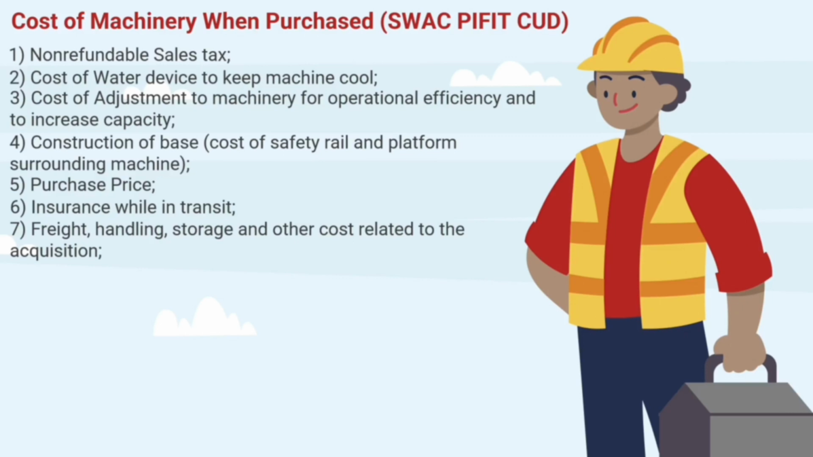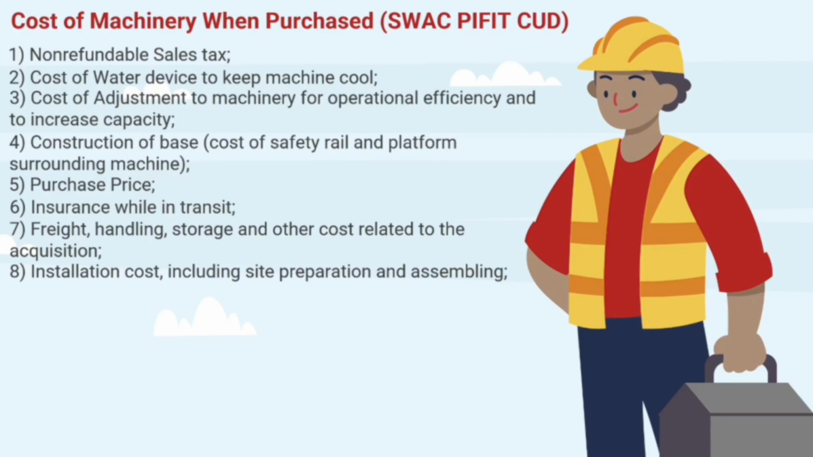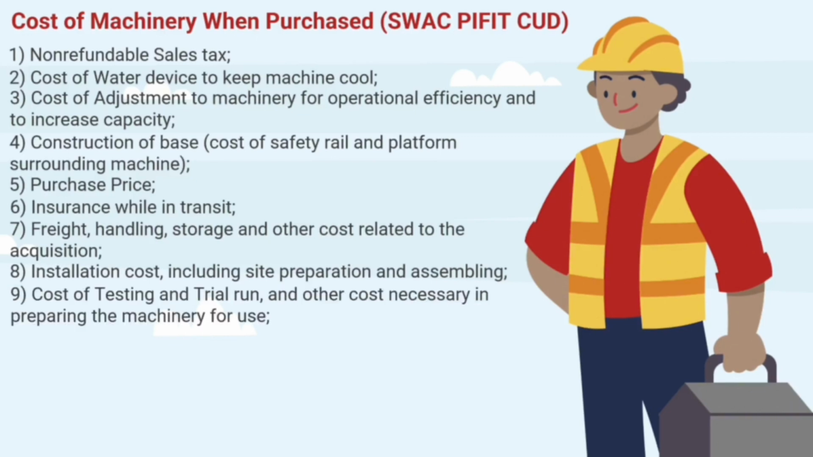So for I, installation cost including site preparation and assembling. This includes expenses related to preparing the site for installing the machinery as well as the actual assembly and installation process. So for T, cost of testing and trial run and other costs necessary in preparing the machinery for use.